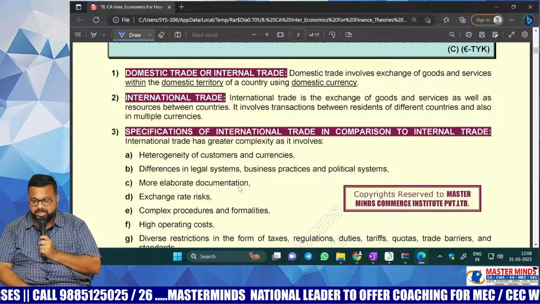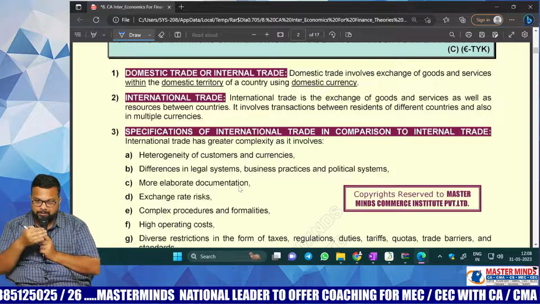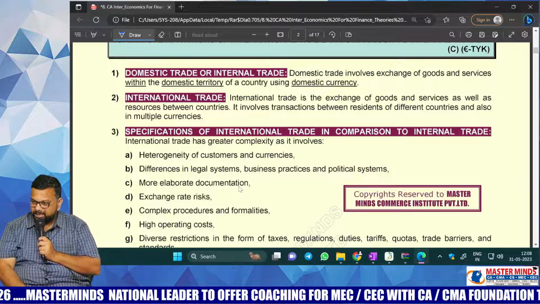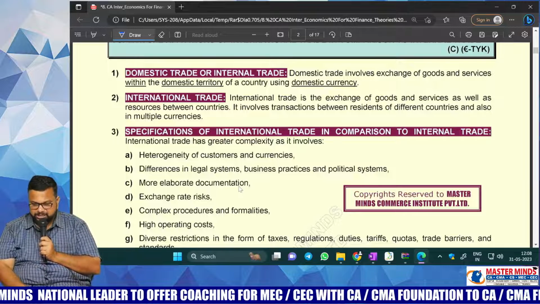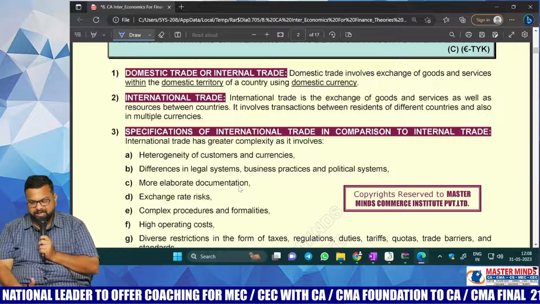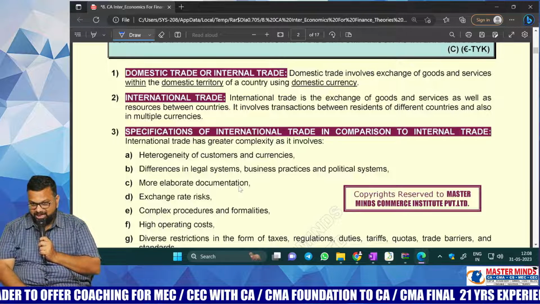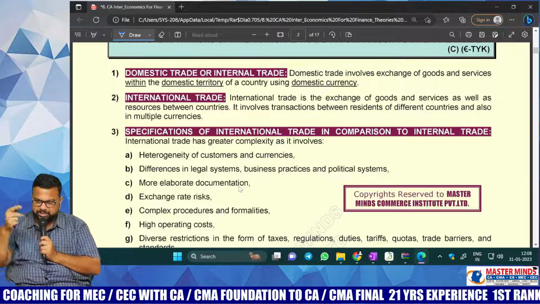Complex procedures and formalities. Compared to internal trade, in international trade we have n number of formalities to follow, and we have to carry out n number of procedures. We have custom formalities to look after, we have custom procedures to look after. Internal trade, we don't have that kind of headache. High operating cost. The cost incurred in international trade is more than the cost incurred in internal trade.